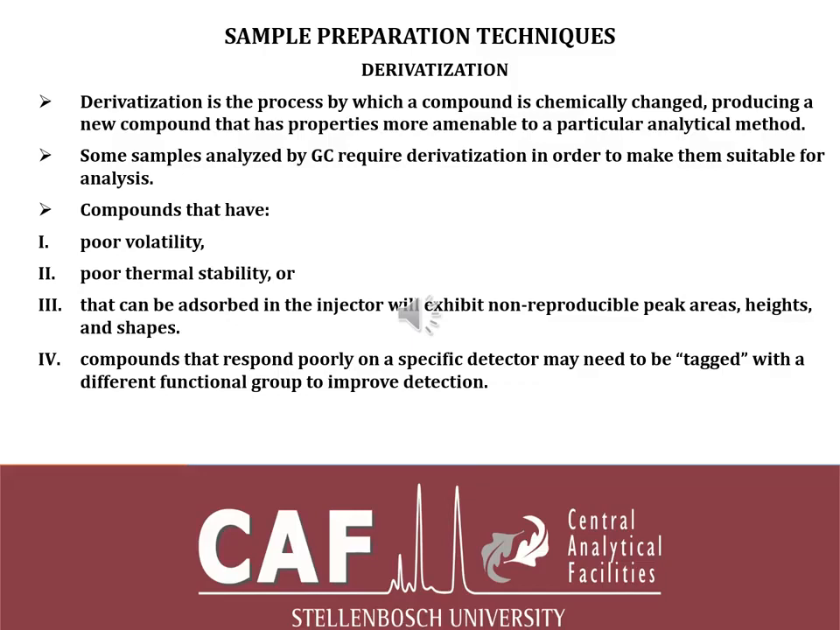Some samples analyzed by GC require derivatization in order to make them suitable for analysis. For instance, compounds that have poor volatility or poor thermal stability, or that can be adsorbed in the injector, will produce non-reproducible peak areas, heights, and shapes. Compounds that respond poorly on the specific detector may need to be tagged with a different functional group.